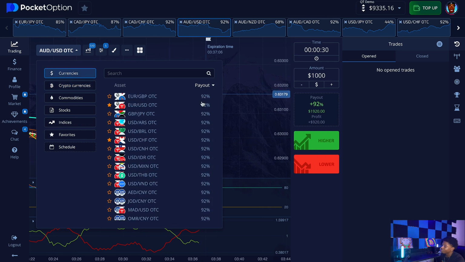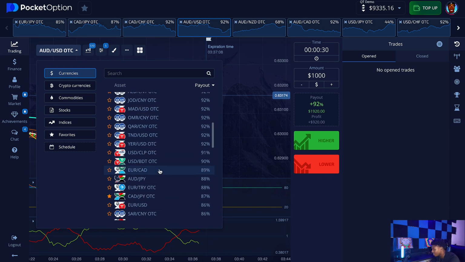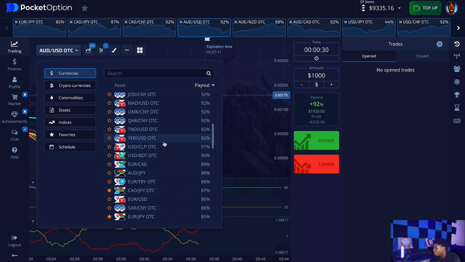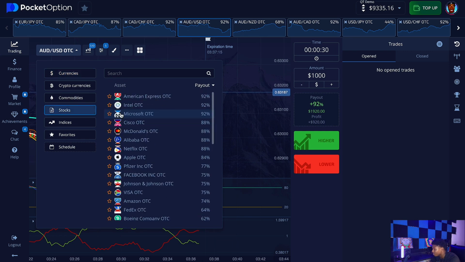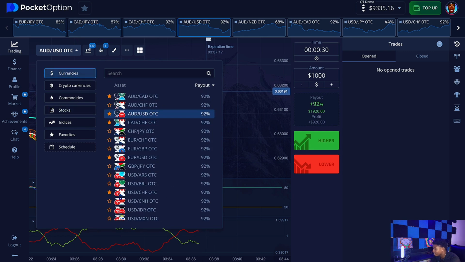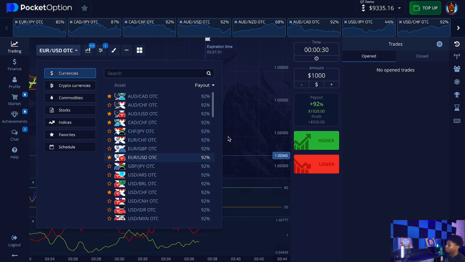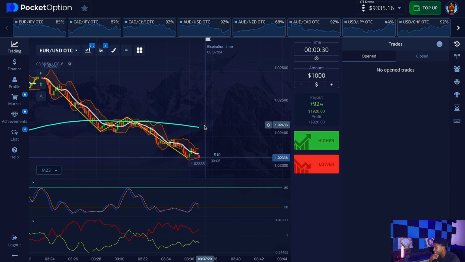So I like to trade on the currencies because these charts are just a little bit easier to trade on than stocks. The stocks ones will literally just keep doing random stuff, but these kind of stay true to what market structure should do. So let's go to Euro USD. And as you can see, we're on a downtrend, but we are on a 10 seconds.